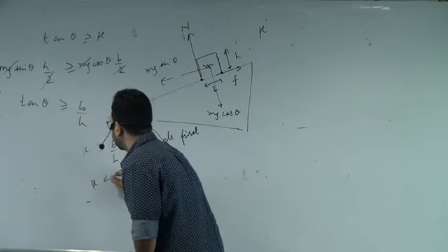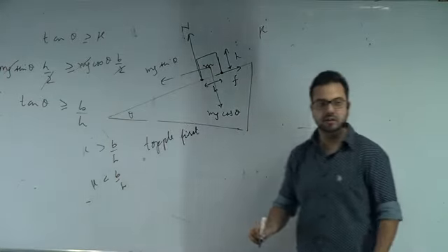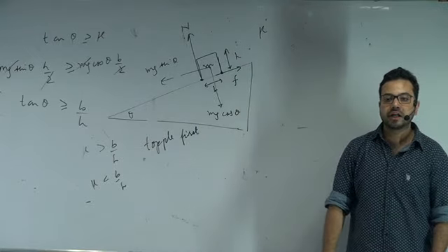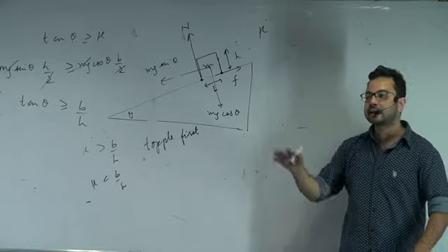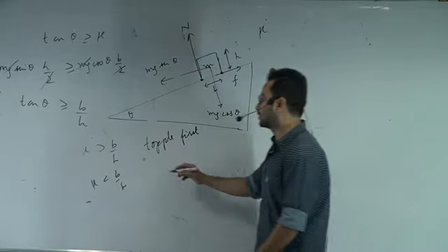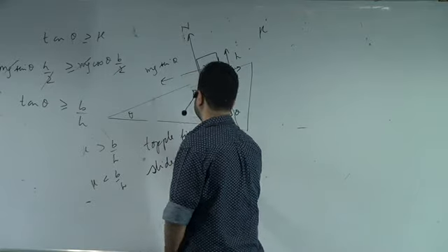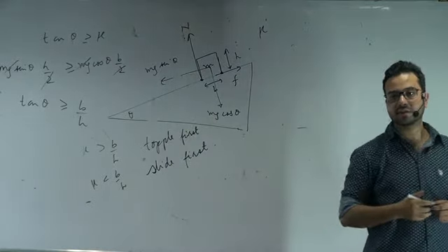And if mu is less than b by h, with tan theta increasing, which value will it reach first? It will reach mu first. In that case, what will happen? It will slide first. Is that clear? That is the condition.